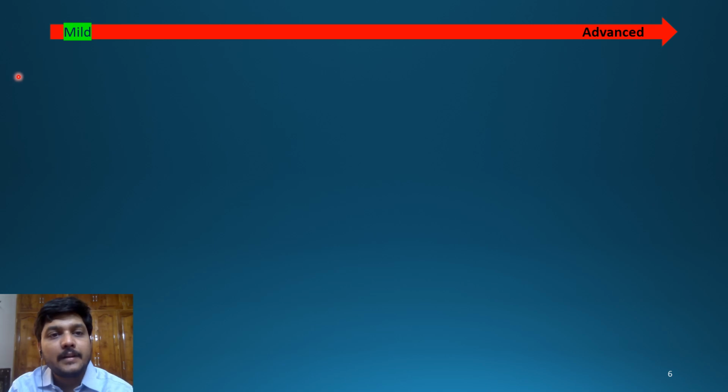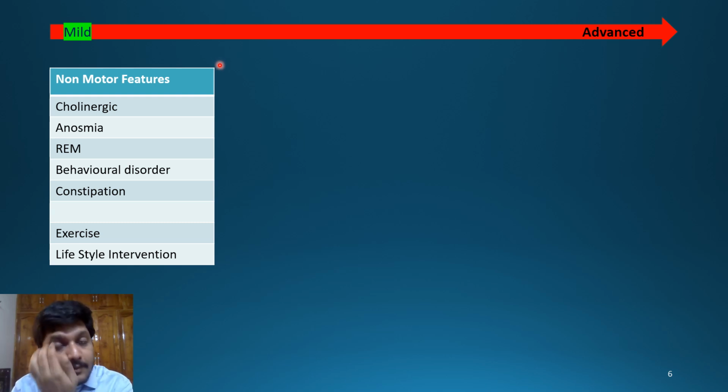The clinical features of Parkinson disease, from mild to advanced. In the mild cases, the features are mainly due to cholinergic abnormality. We see anosmia, and in the sleep pattern, REM sleep is more in duration and frequency compared to NREM sleep. Behavior disorders also start as non-motor features seen in the mild stage. Constipation is also an often-ignored clinical feature. The treatment modality in this stage is exercise and lifestyle intervention.